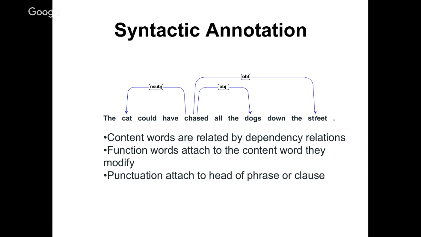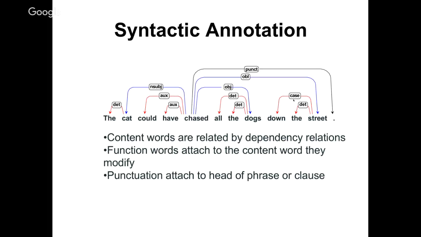So then, once you have connected by dependencies the content words, let's move to function words. And function words attach to the content word they modify. So here it is. Cat is modified by the as a determiner. Chased is modified by 2 auxiliaries, could and have. Dogs is modified by 2 determiners, all and the. And street is modified by a determiner, the, and an adposition, which is down, which is assigned the dependency relation case. And finally, punctuation attaches to the head of the sentence or the phrase or the clause.